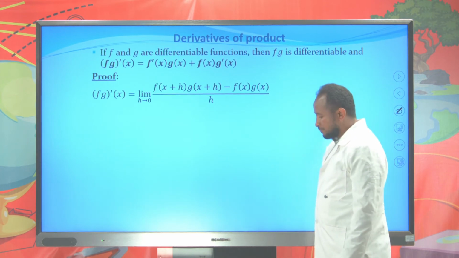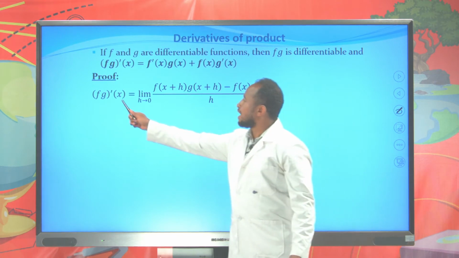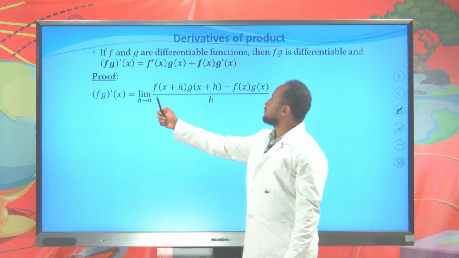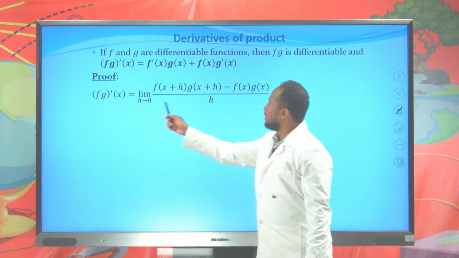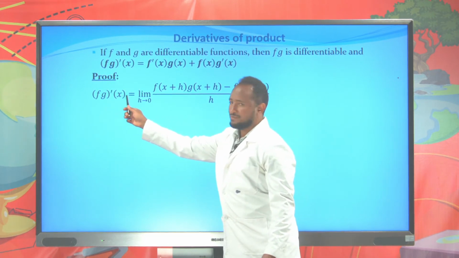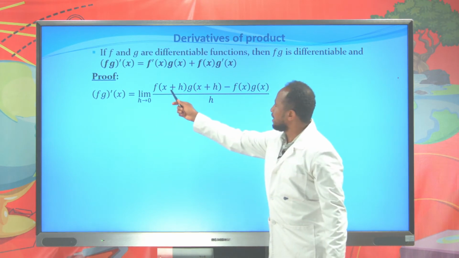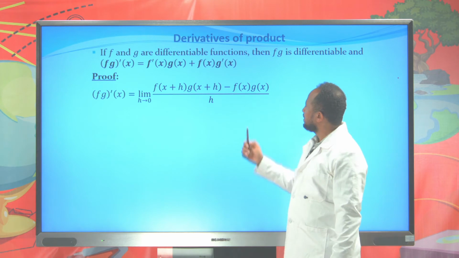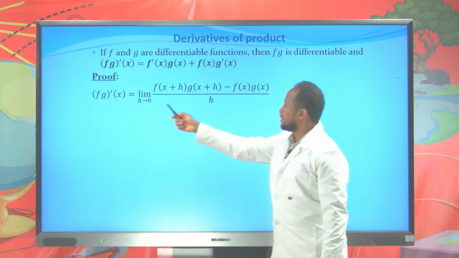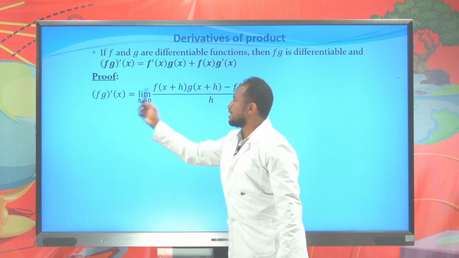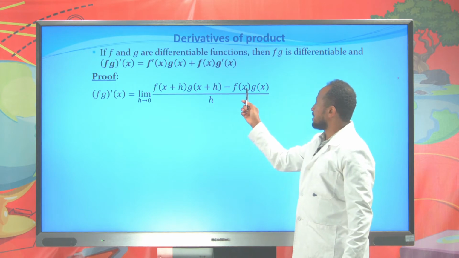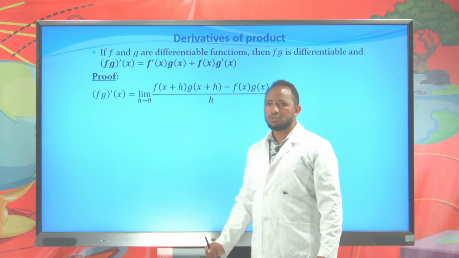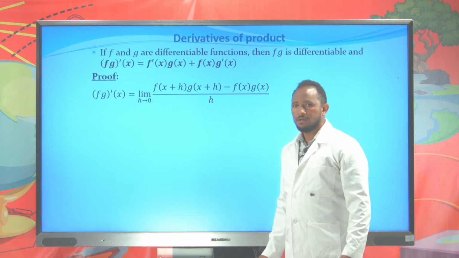Proof: f times g derivative of x, using the derivative definition, is the limit of f of x plus h times g of x plus h, minus f of x times g of x, over h, where h goes to 0.